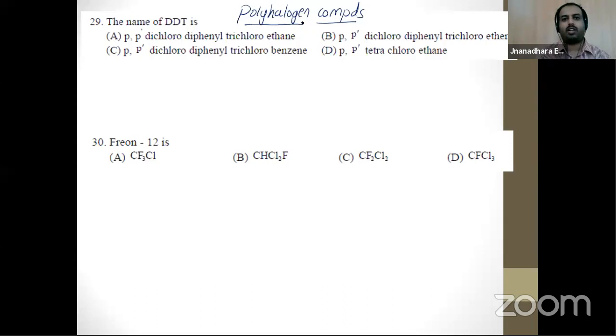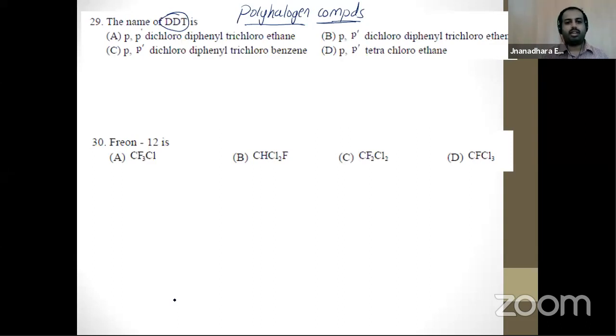Under polyhalogen compounds, there is a very popular compound, DDT, an insecticide. You are supposed to know its name as well as structure for the entrance exam. Now I am going to write its structure. Please check this.